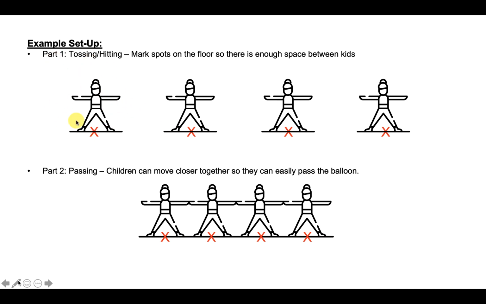For part 1, tossing and hitting, the floor spots are marked with red X's, and there's plenty of space between each of the kids to practice the skills. For part 2, for passing, the children can move closer together so they can easily pass the balloon from one kid to the next.